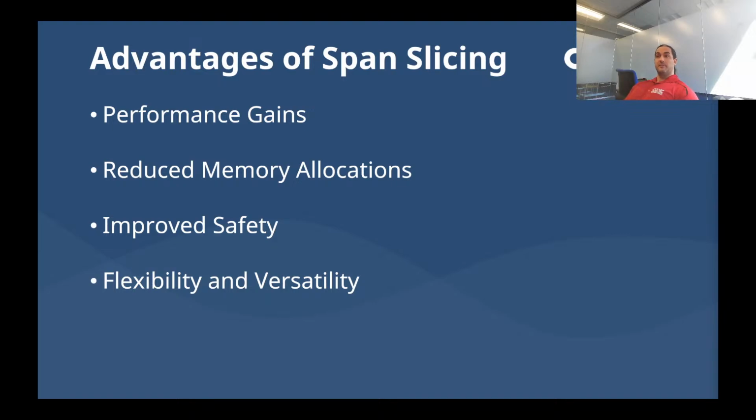And we are very flexible and versatile with it because Span of T can represent various data types, including arrays, strings, or even unmanaged memory. It's a very powerful tool in a wide range of applications, from low-level memory manipulation to high-performance data processing applications alike.